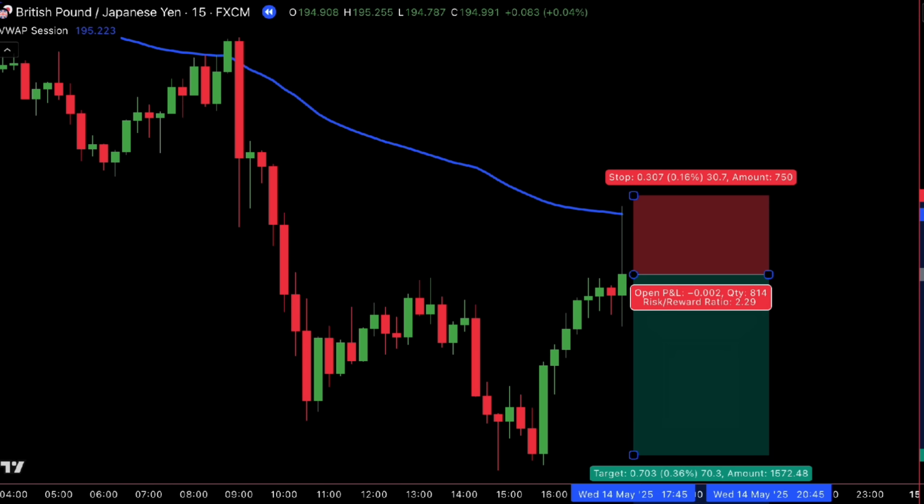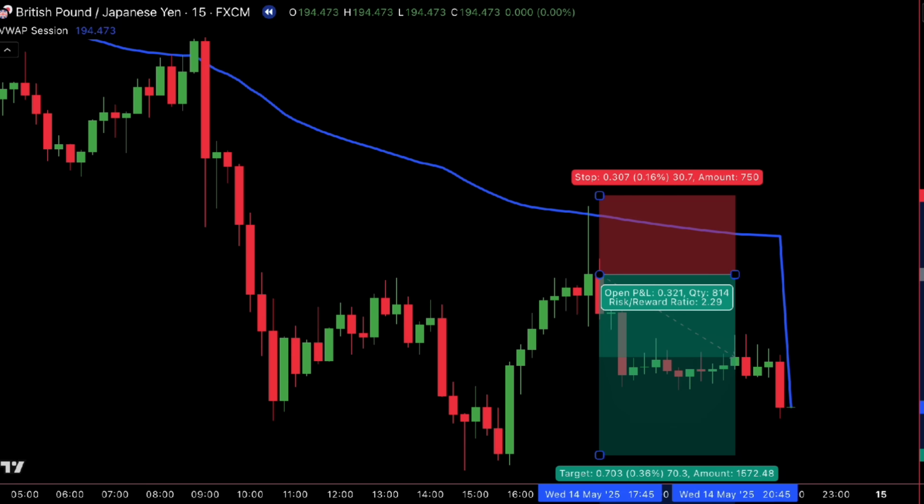Entry, at the close of the volatility candle. Stop loss, just above the upper wick where the trap was sprung. Target, the next key level. And as you can see, the market drops hard from that level.